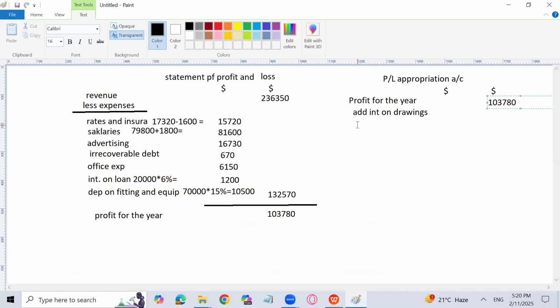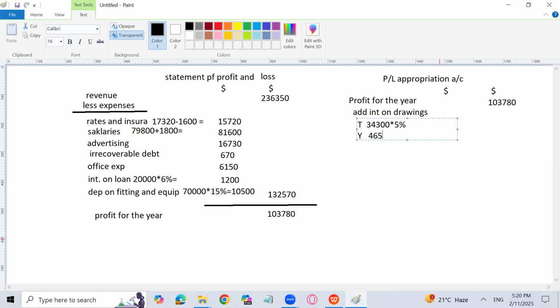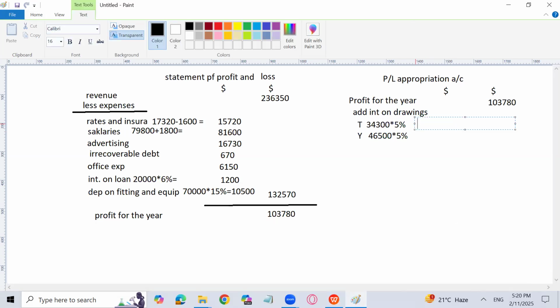46,500. So I will write here T 34,300 multiplied by 5%, and for Y that is how much? 46,500 multiplied by 5%. So how much is it going to be? T will get 1715 and Y will get 2325. So let's go for the total.